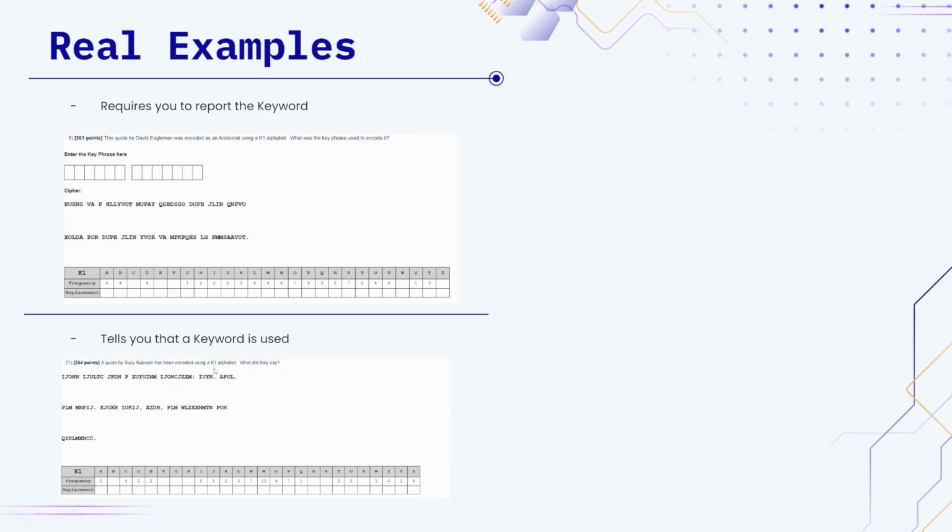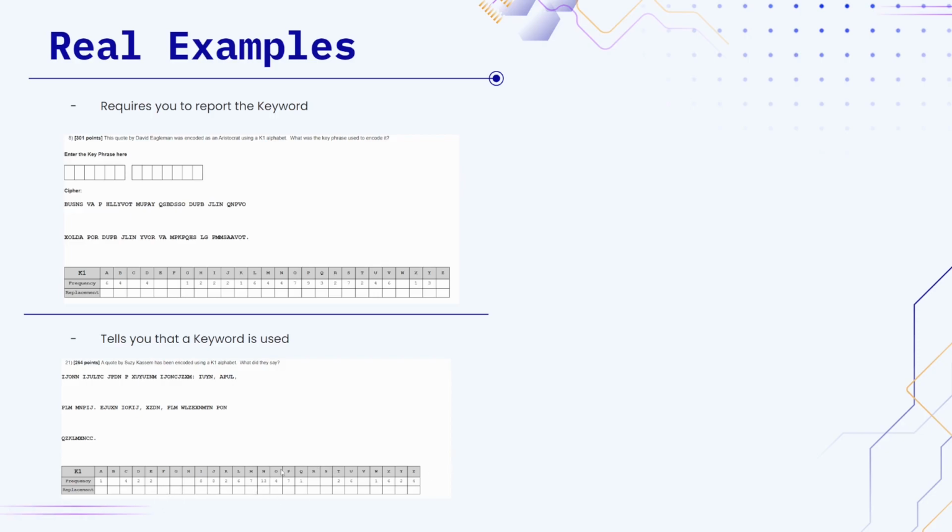And secondly, you have these type of problems where it doesn't need you to report the keyword, but it still tells you that a keyword is used, rather than just having it being randomly encoded. So you could say a code by whoever has been encoded using a K1, K2, or K3 cipher, and if it says it uses a K1 and K2, then it could be abusable in the sense that there's a lot of different ways that you can use the keyword to your advantage. Because having a keyword, you can have a lot of different clues.